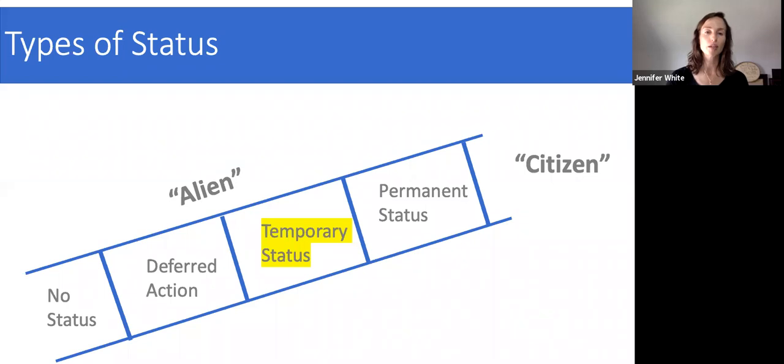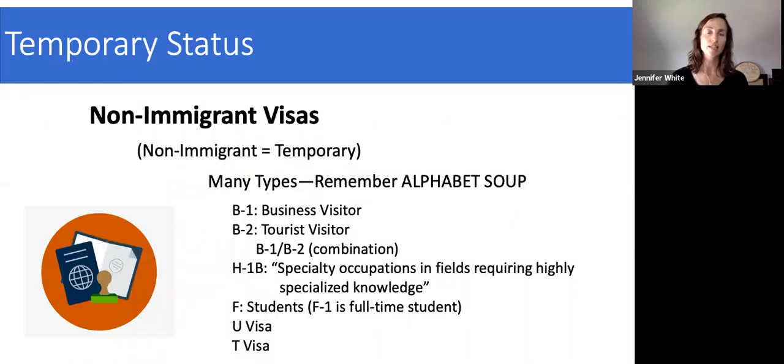Okay, we're moving up the ladder again. What is temporary status? Well, the most common form of temporary status are the non-immigrant visas. Non-immigrant just means temporary. So these are finite period of time visas. There's a whole bunch of different types of visas. We call it alphabet soup visa options because they're all, for the most part, either a letter or a letter and a number to describe the visa type. So here's some common examples for you.